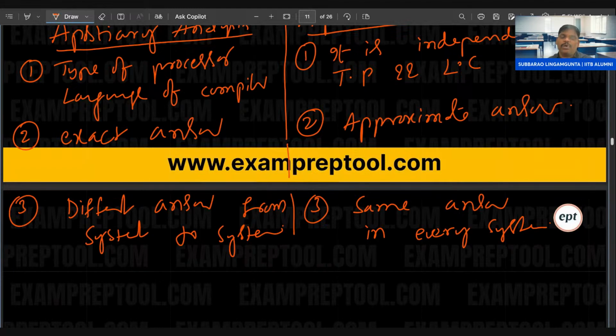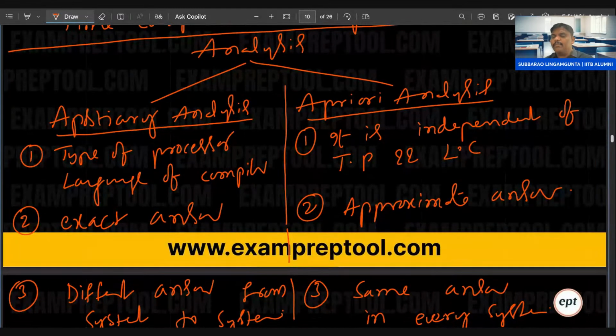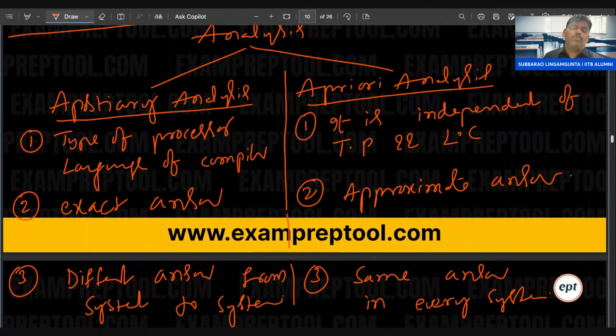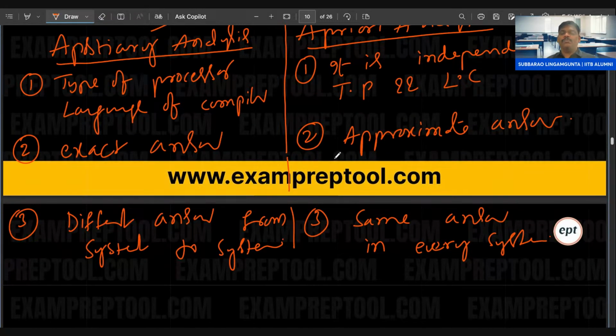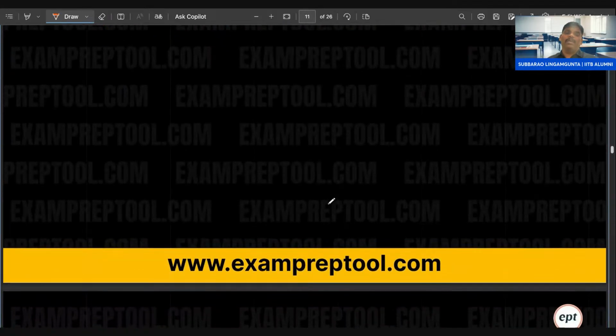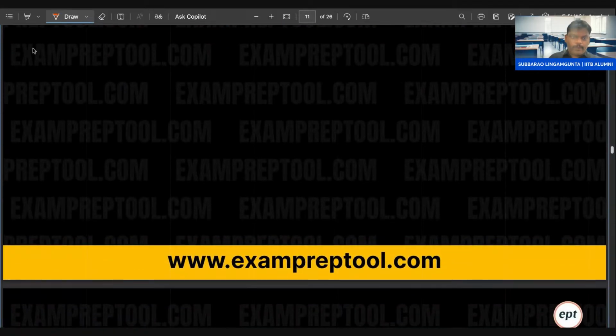Analysis purpose is finding time complexity and space complexity. Analysis is of two types: posterior analysis and priori analysis. Posterior analysis contains 3 steps. Priori analysis also contains 3 steps, almost the opposite. Be careful from now onwards. Write down the first one. Total industry follows priori analysis.